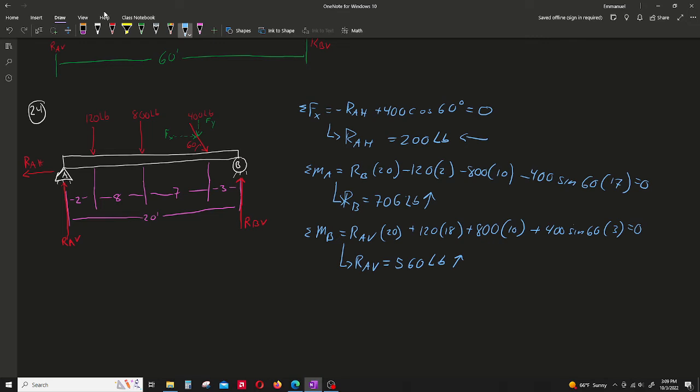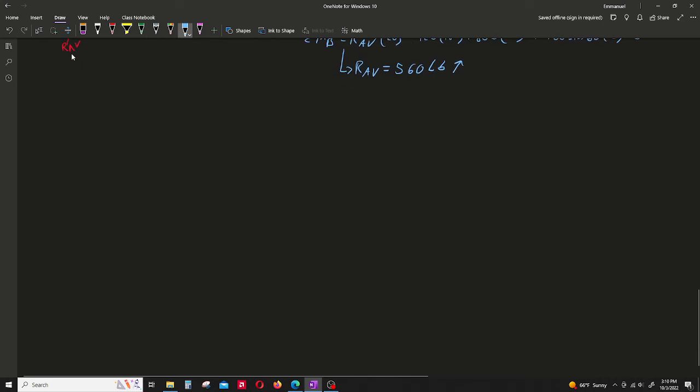Alrighty. After 24 was 29, it looks like. So let me grab that one. Number 29. This problem says to rework problem number 4.28, assuming that point D has been elevated so that the cable DB makes an angle of 15 degrees with the horizontal.